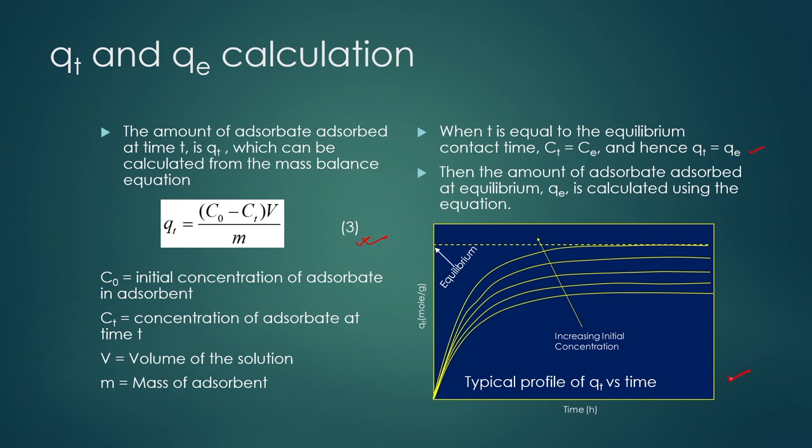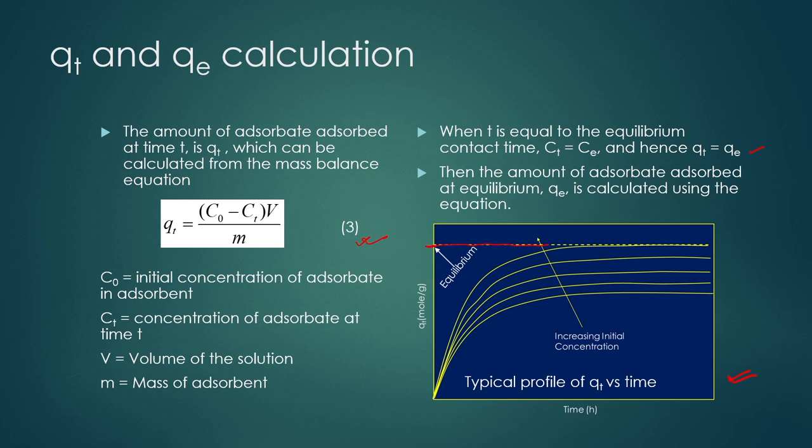So, in this graph on the slide, it is shown how Qt varies with respect to time. This is the typical profile of Qt versus time. You will see that the adsorption amount increases with time t, and after a certain time this Qt reaches an equilibrium condition. The dotted line shows typical equilibrium data in the graph for a Qt versus time plot. So, this will be your equilibrium amount adsorbed onto the surface of the adsorbent at equilibrium time te.